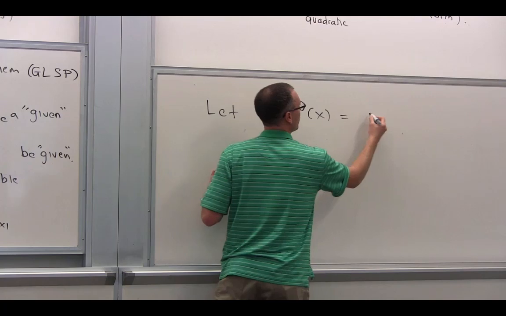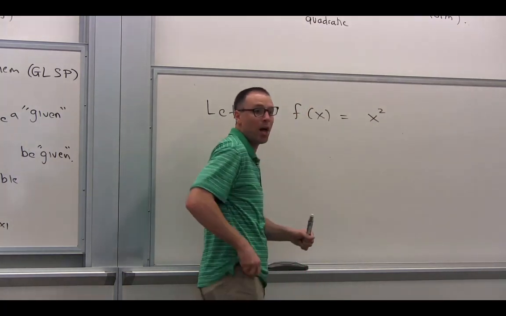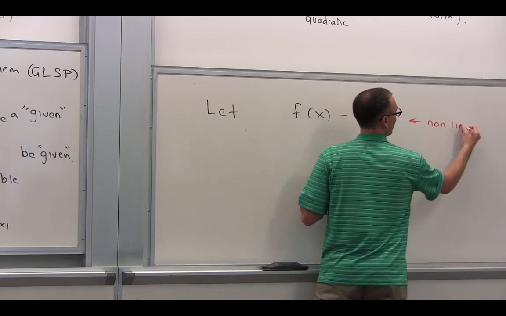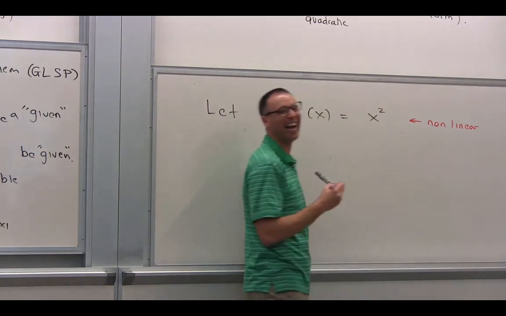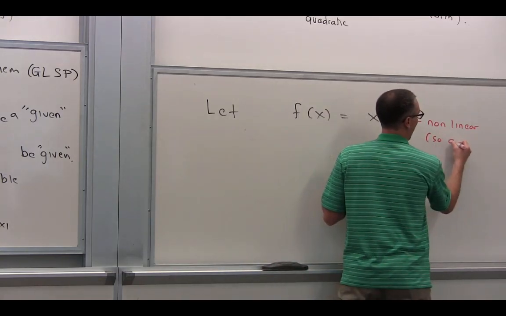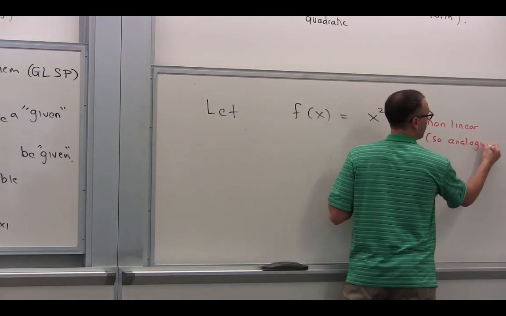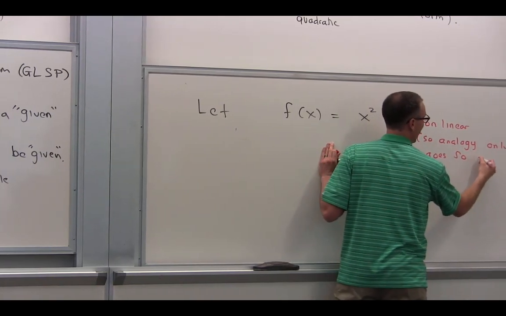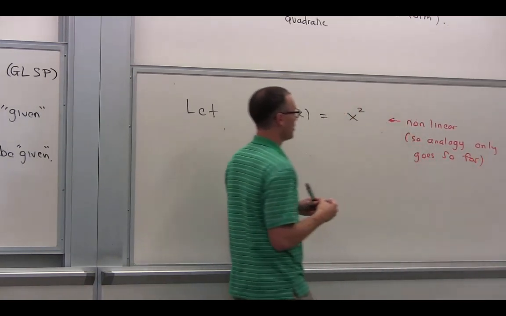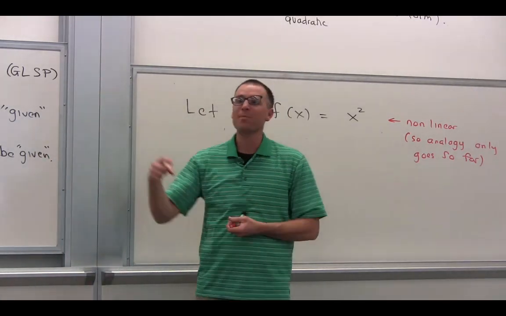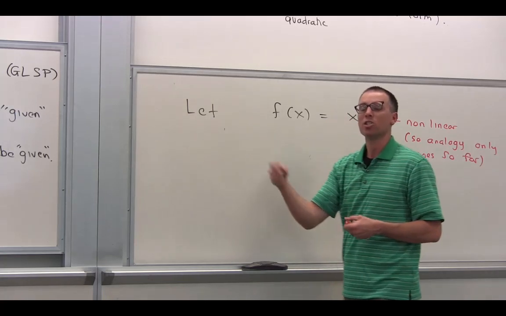So f of x is equal to x squared. Be careful, this is non-linear. Why is it non-linear? That's true. Yeah, it's not Ax equals b. So this analogy that we're about to do only goes so far. And I'll show you exactly where it breaks down in just a second. All right. So let's think about the different types of backward problems we could solve.